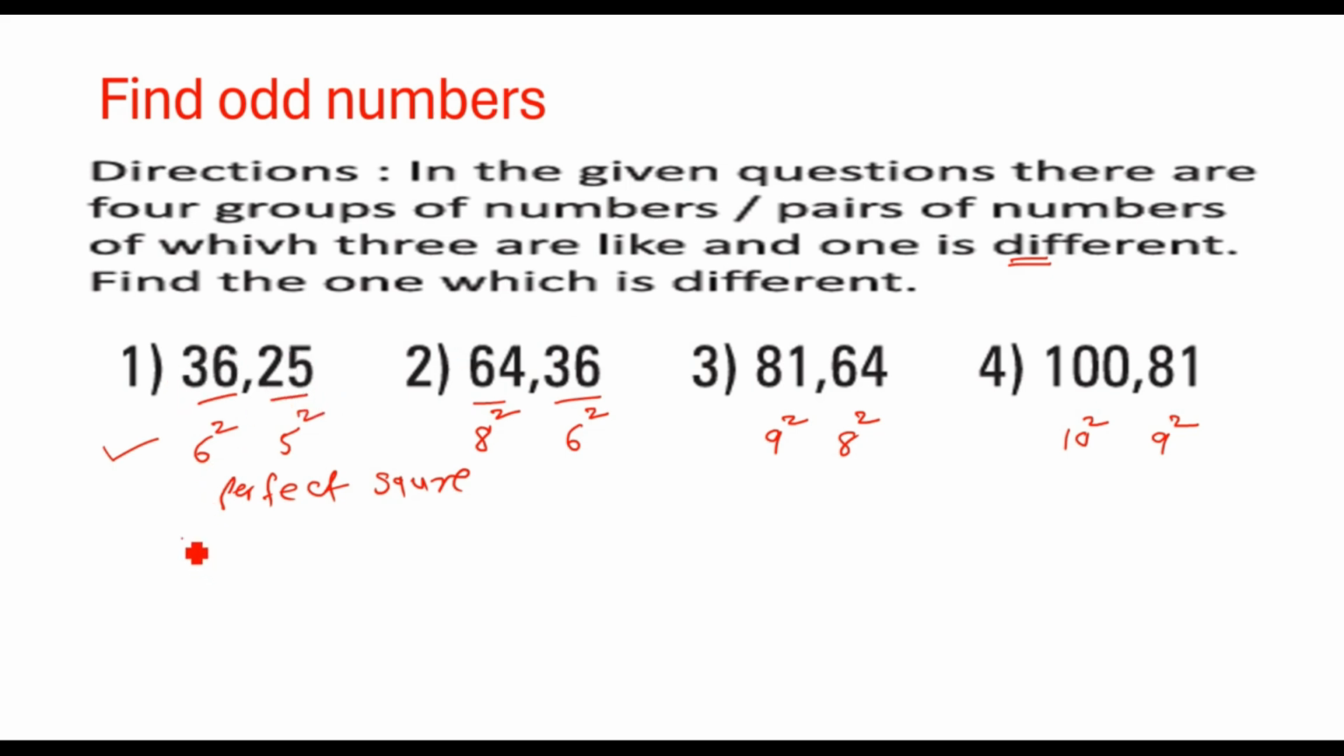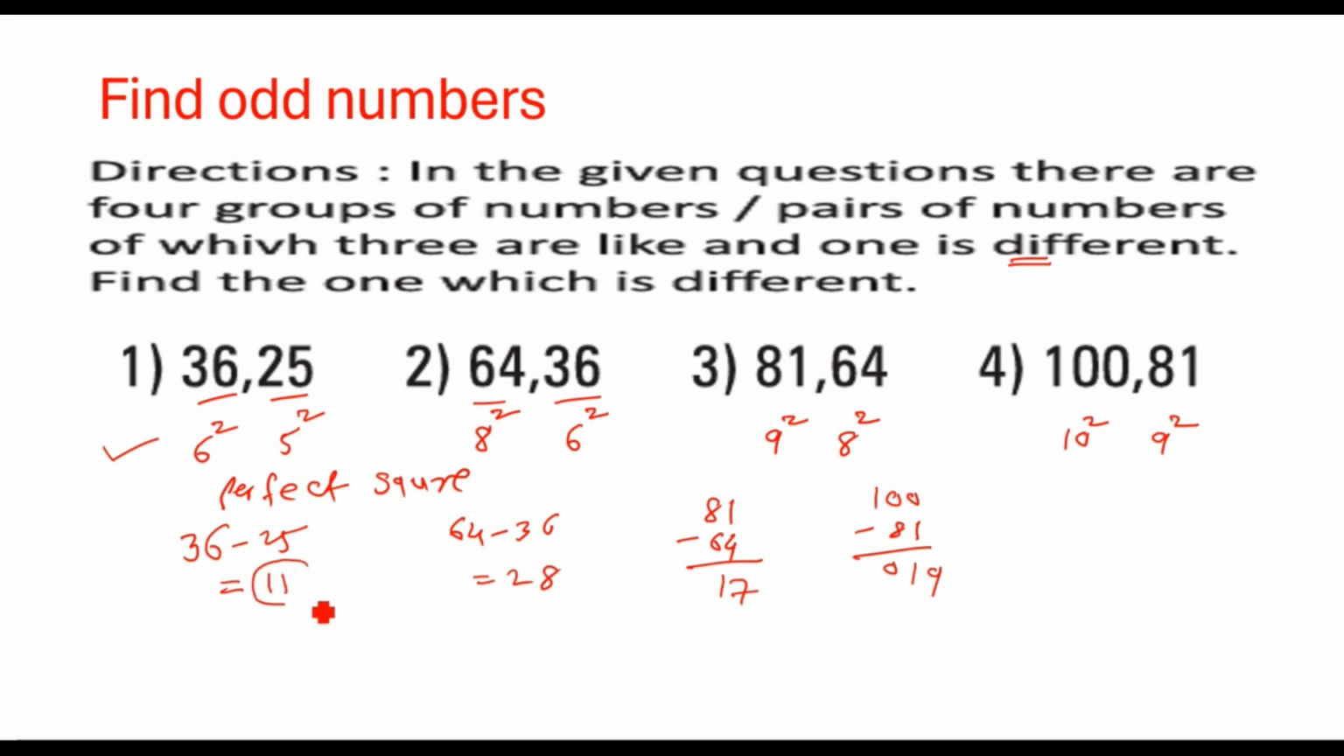Let us see if I do another method: 36 minus 25. What I am getting here is 11 as the answer. 64 minus 36, if I subtract it, I will get 28 as my second answer. And 81 minus 64, my answer is going to be 17. And if I do 100 minus 81, the answer is going to be 19.